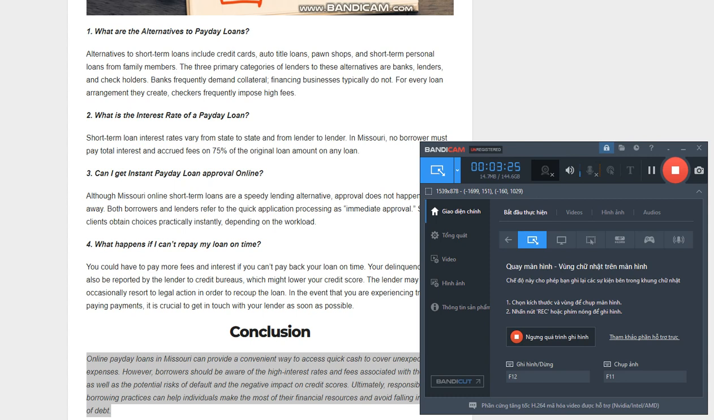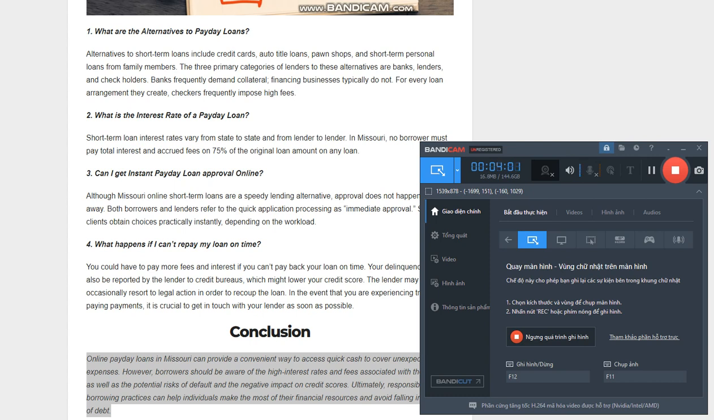Frequently asked questions, FAQs. 1. What are the alternatives to payday loans? Alternatives to short-term loans include credit cards, auto title loans, pawn shops, and short-term personal loans from family members. The three primary categories of lenders to these alternatives are banks, lenders, and check holders. Banks frequently demand collateral. Financing businesses typically do not. For every loan arrangement they create, check cashers frequently impose high fees.